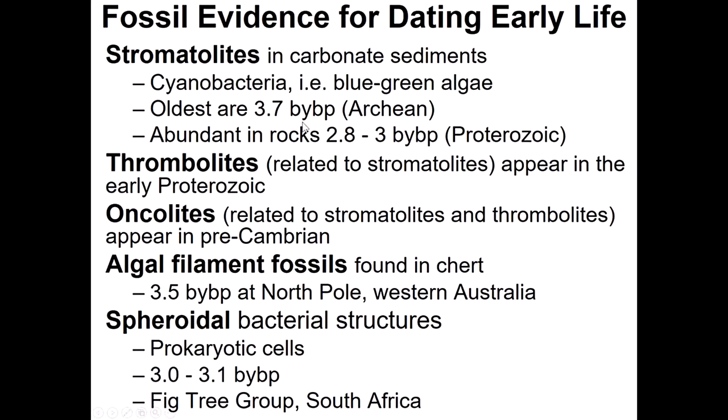So stromatolites have related organisms: thrombolites, oncolites. There's other evidence, algal filaments, and spheroidal bacterial structures that people have found under the microscope. You know, we're talking billions of years old. So when you think about billions of years of time, you can see how you can evolve from an extremely primitive organism to a highly complex multicellular organism, because you have all this time to do it. We're not talking about millions of years.